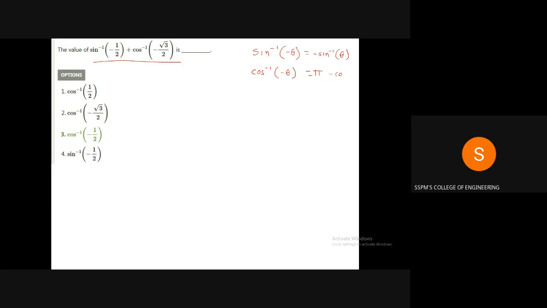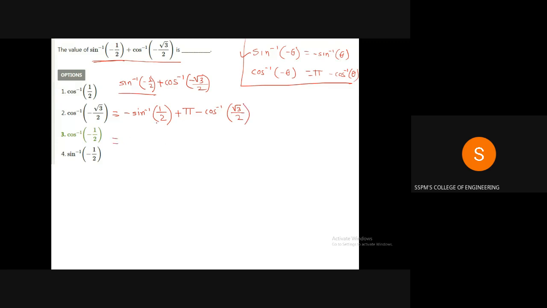First I will write it again: sine inverse of minus half plus cos inverse of minus root 3 by 2. For this we will use the first result. Sine inverse of minus theta is equal to minus sine inverse of theta, so that is minus sine inverse of half, plus cos inverse of minus root 3 by 2. Cos inverse of minus theta is pi minus cos inverse of theta. Therefore we can write pi minus cos inverse of root 3 by 2, since minus theta changes to theta.